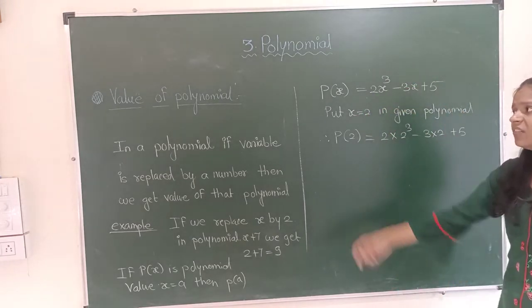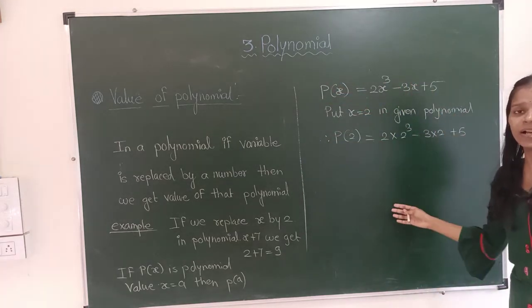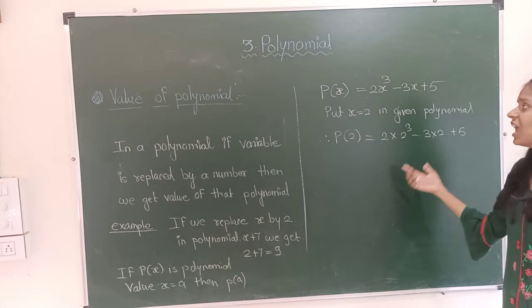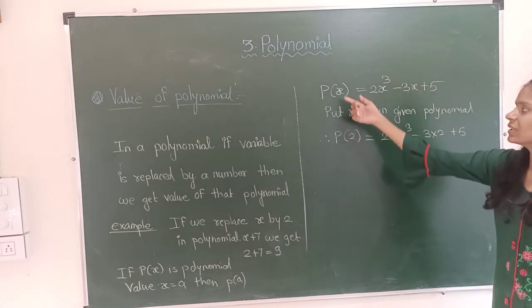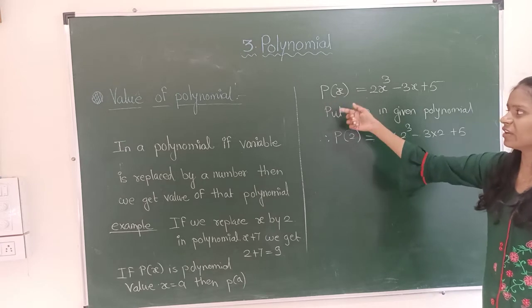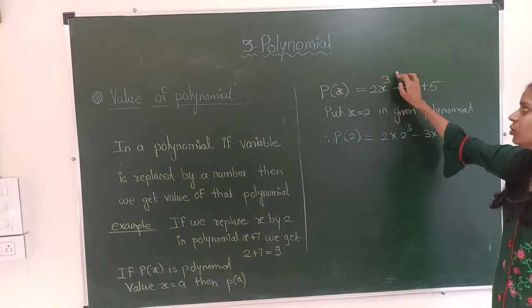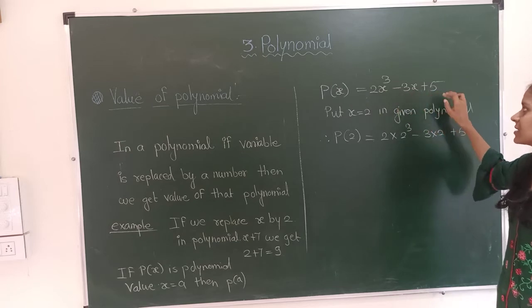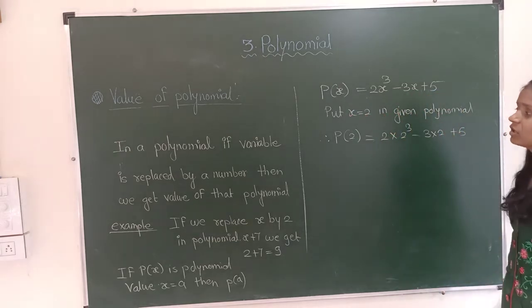What are we doing? We are learning the value of a polynomial. We are looking at the kind of example which asks for the value of the polynomial. The example is given like this: p of x, the polynomial of x, is equal to 2x raised to 3 minus 3x plus 5, and it says put x is equal to 2 in the given polynomial.